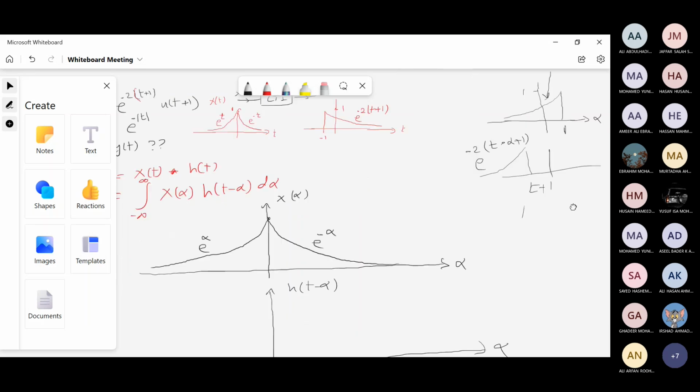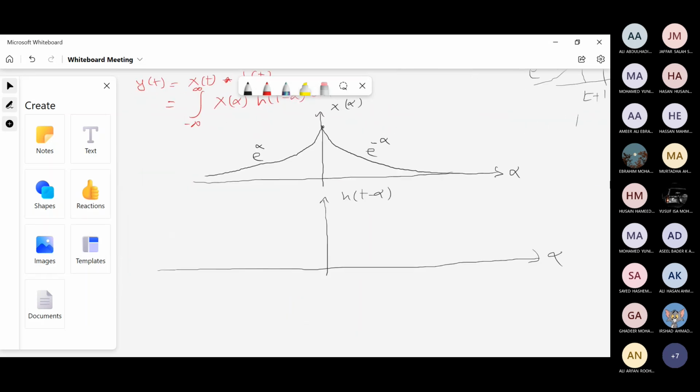Okay, if this happens, it is like this. So it is somewhere here, because I'm going to move this one. So this is t plus 1, and this one is e to the power of minus 2 t minus alpha plus 1. Okay, note now.